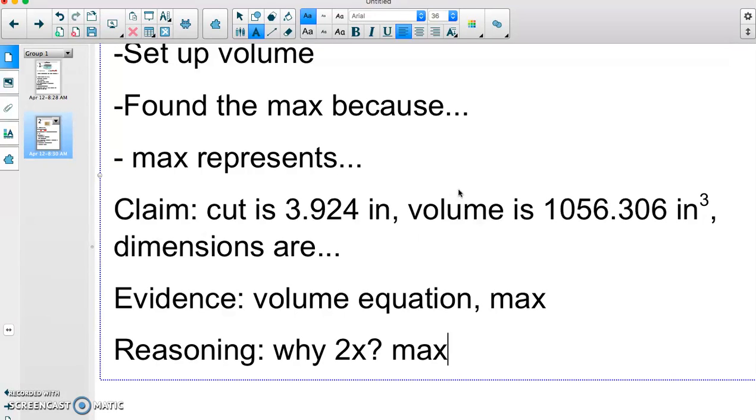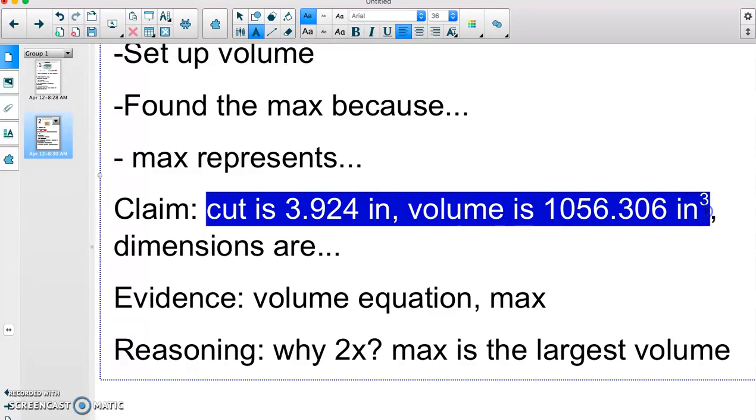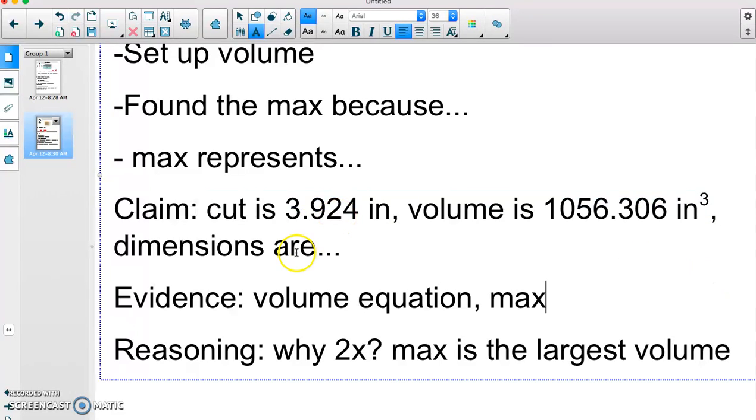Other pieces of reasoning is that the max is the largest volume, so the maximum of that polynomial is going to give us the largest value. That's why we wanted to find the max. The evidence is the actual max, and the claim is using that maximum to get the cut and the volume piece of it. All right, and those definitely lead right into the dimensions then as well, since they follow directly from that cut length.